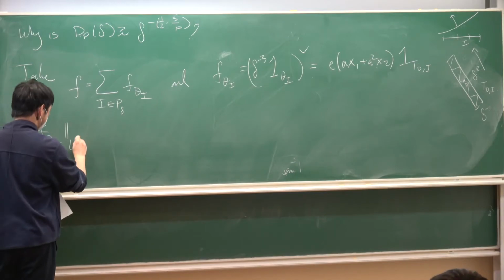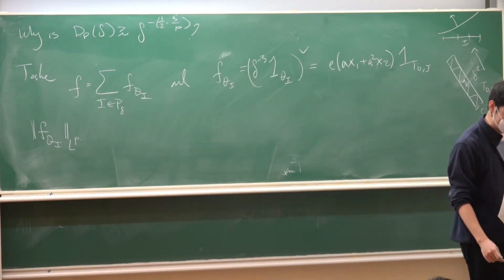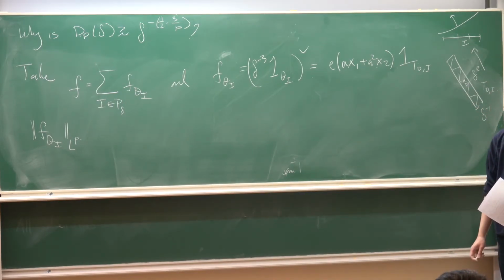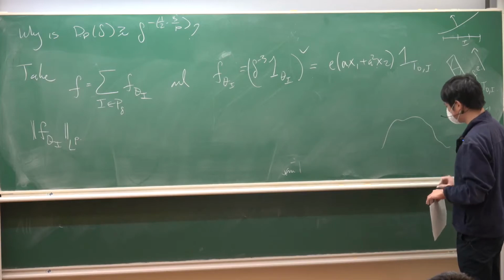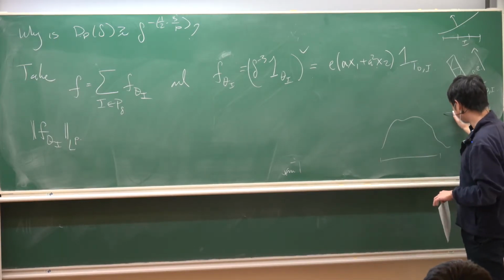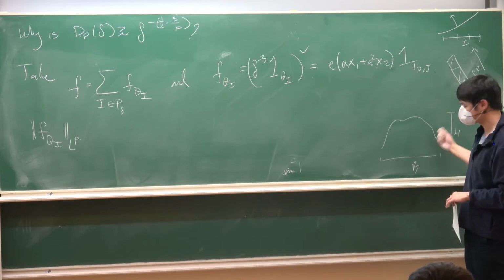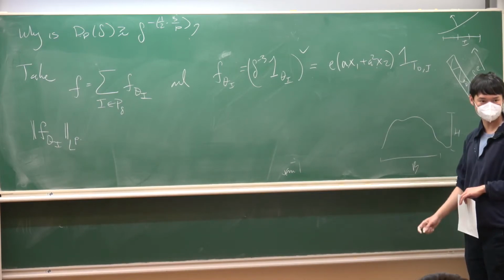What's the LP norm of this guy? Remember, how do you compute LP norms? The back of the envelope way to compute an LP norm is: L1 norms are just base times height. A function has a typical base and a typical height. So what's the L1 norm of this? Base times height. What's the LP norm? It's just height times base to the 1 over p.